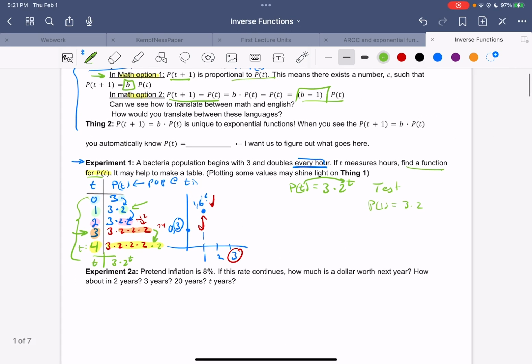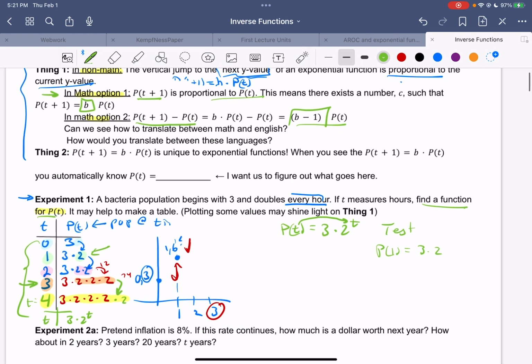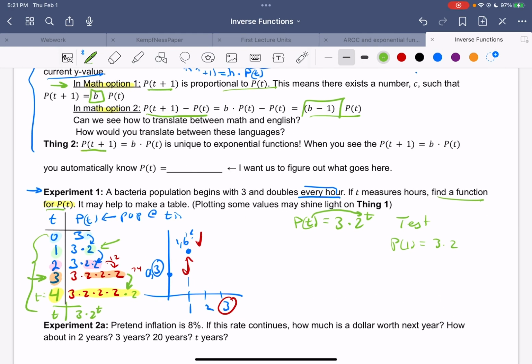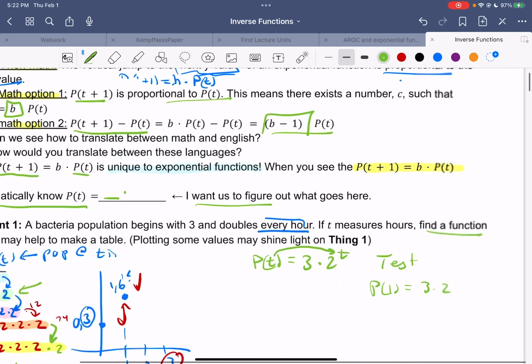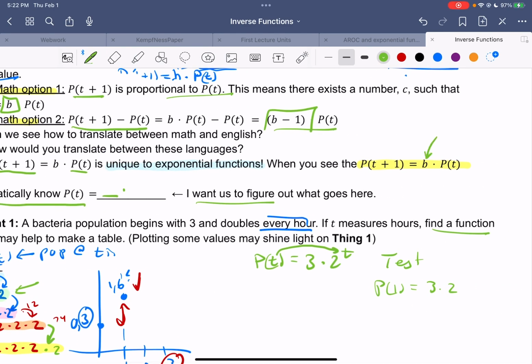But despite the name, the property that's really interesting is that the next y value is proportional to the current y value. In fact, this only happens for exponential functions. This is unique to exponential functions. So when you see this occurring, you automatically know something about p of t. I'll give us the answer of what goes here. p of t is going to be some number times this factor, b to the t.